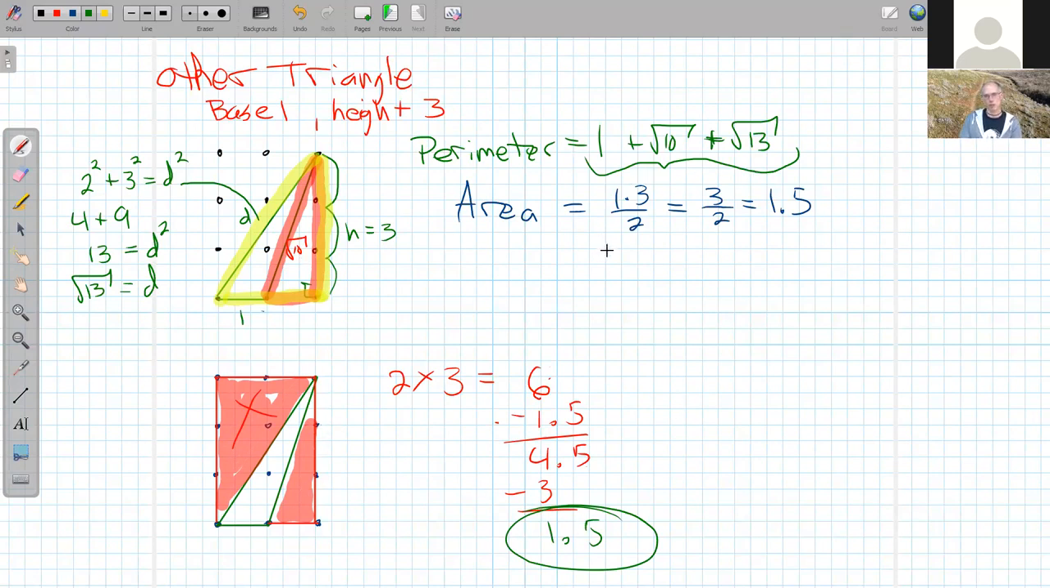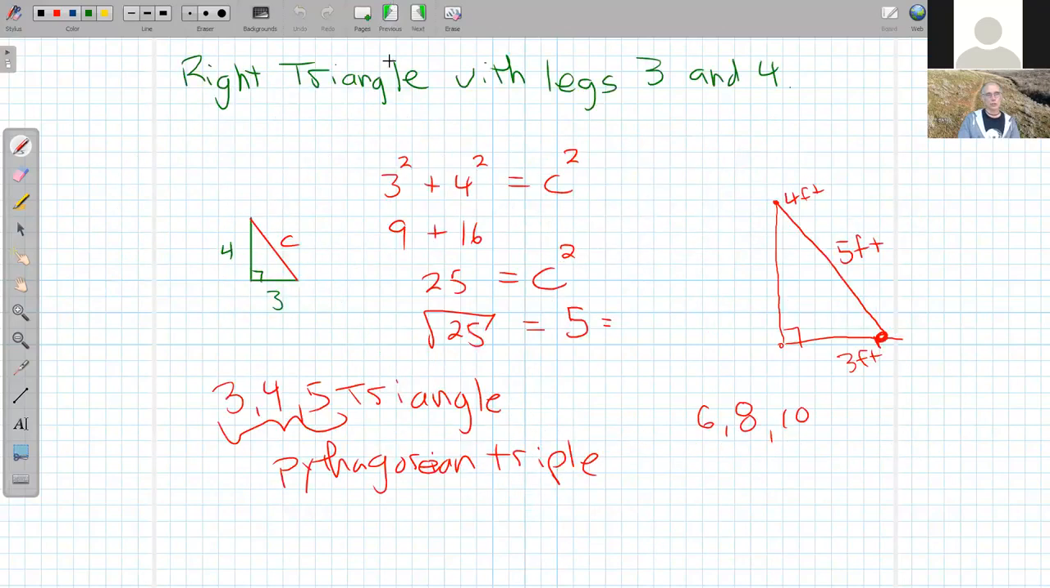But we got a formula. Base times height over 2 is the area. So interestingly, there's a lot of triangles that have areas that are rational, but perimeters that are irrational. And a lot of diagonals end up being irrational. Are all diagonals irrational? The answer is no, because we saw this 3, 4, 5 triangle right here. No irrational numbers here, all rational.